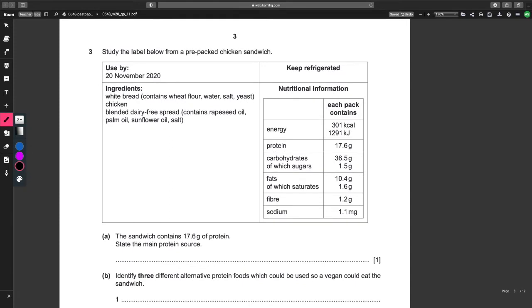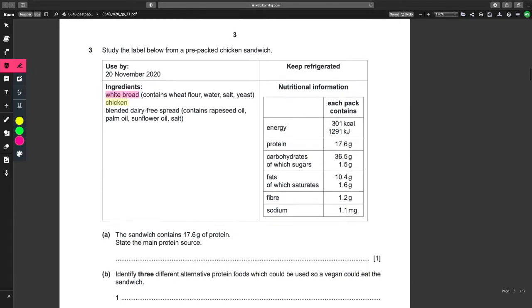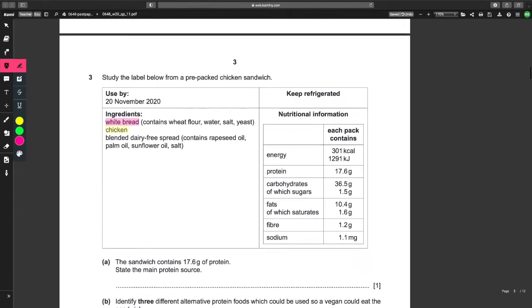All right. Question three. Study the label below from a pre-packed chicken sandwich. It says used by the 20th of November 2020. You can see the nutritional information, the energy, protein, carbohydrates, of which are sugar, fats and saturated fats, fiber and sodium. Now let's look at the ingredients. Okay, so the main ingredient of this sandwich is chicken. Okay, we've also got a white bread. Okay, the two main ingredients.